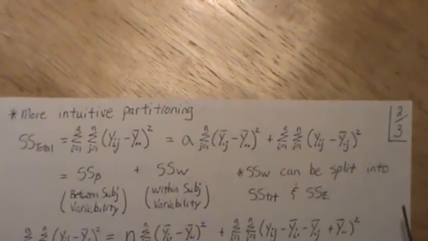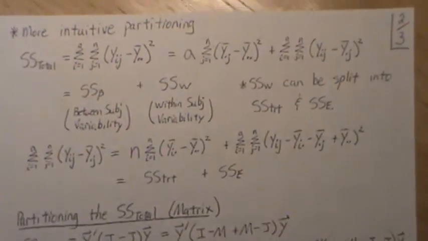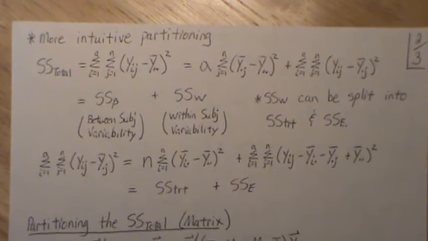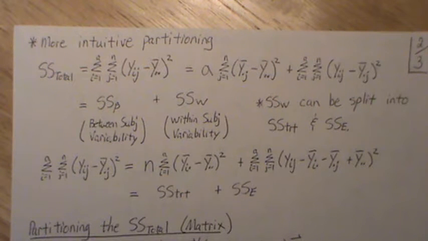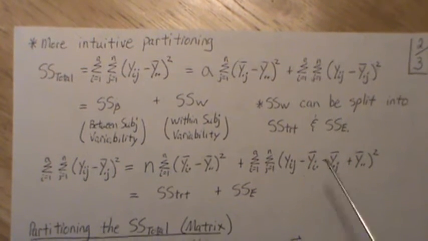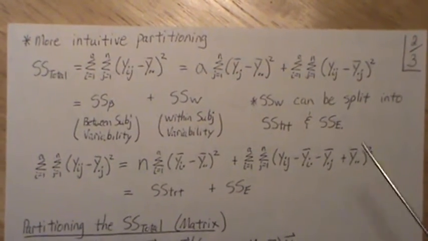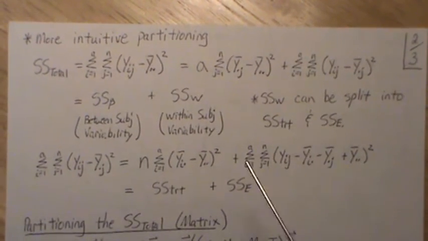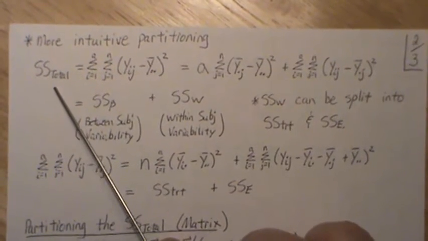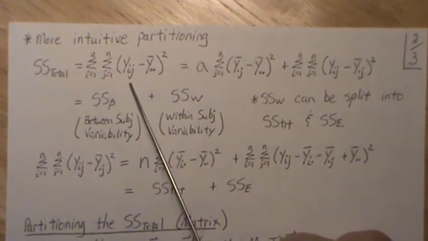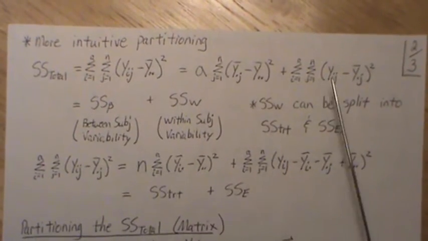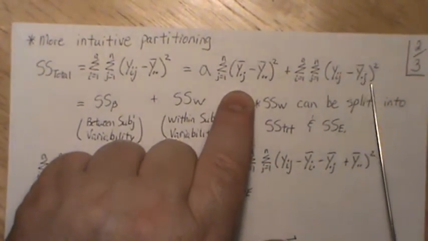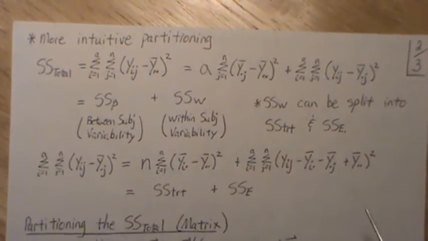Now, perhaps a more intuitive partitioning is this. In the previous one, we just added a well-chosen 0, and boom, it divided into that. But this development I've seen in books, and it's a little more intuitive, not for some, not always. So this is sum of squares total, which is this. And what we do is we add a well-chosen 0, which is y dot j bar, the mean of the jth subject.